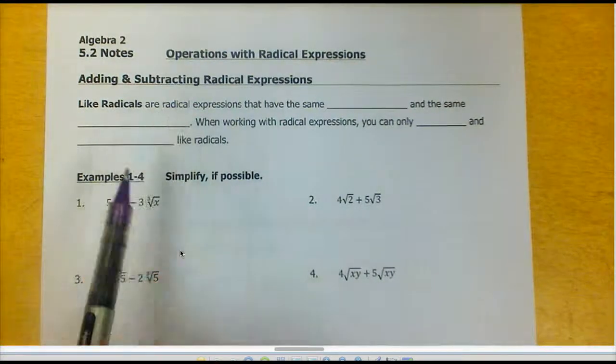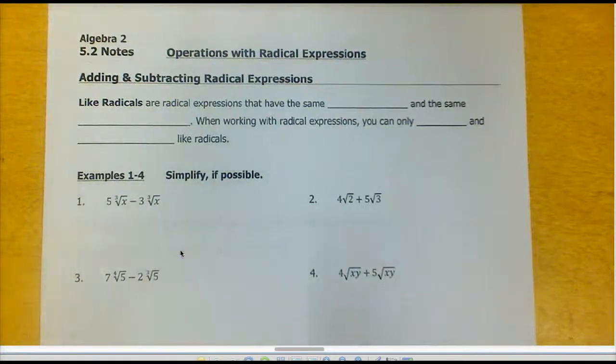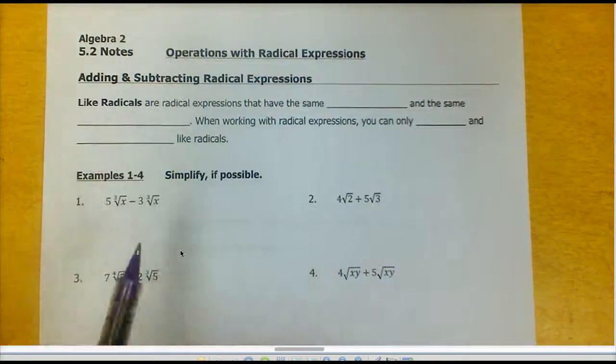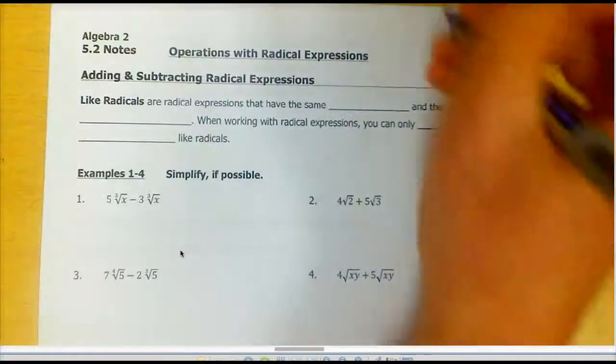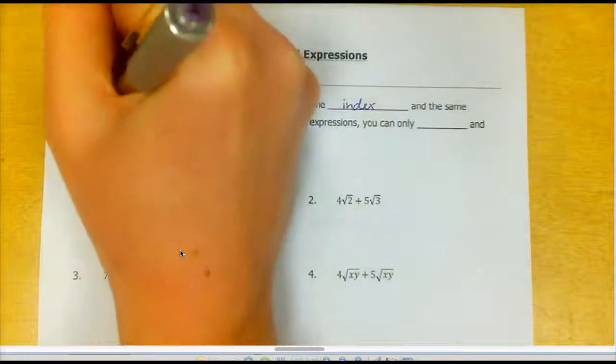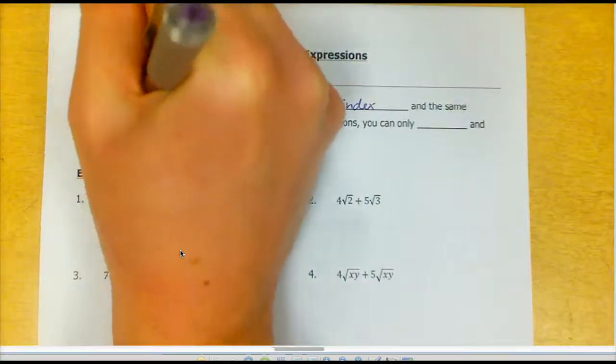and this is not going to be too terrible. If you know how to combine like terms, then you can do this. So we're going to talk about what's called like radicals. Like radicals are radicals that have the same index and the same radicand.